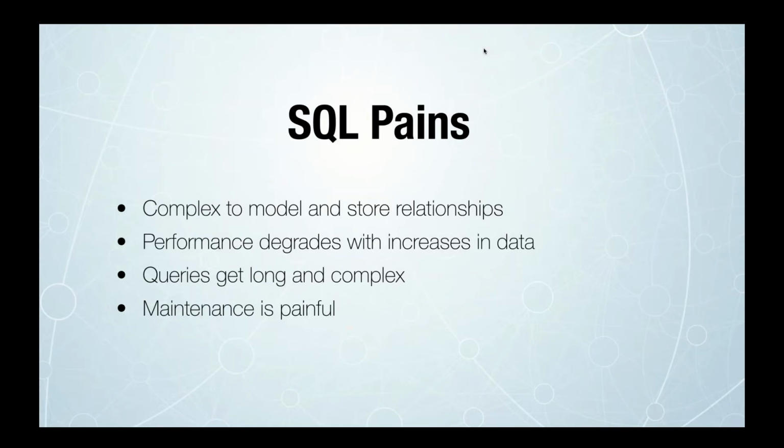So I like to think of these as our SQL pains. It's actually very complex to model and store relationships in a relational database. We see performance degrade when we have many joins and increases in the size of the data. SQL queries are not fun to write when we have to write lots and lots of joins. They become very complicated and very difficult to maintain.